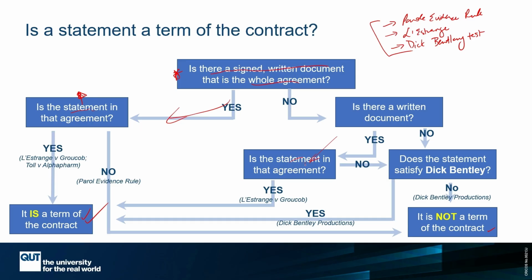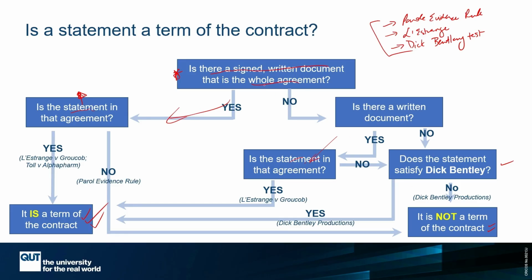What happens if the statement isn't in that written document? That's when we apply the Dick Bentley test. How close to the point of agreement was the statement made? How important was the statement? And did one party have special skill or knowledge? If it meets the Dick Bentley test, then that verbal statement can be part of the contract. If it doesn't, it's not part of the contract.